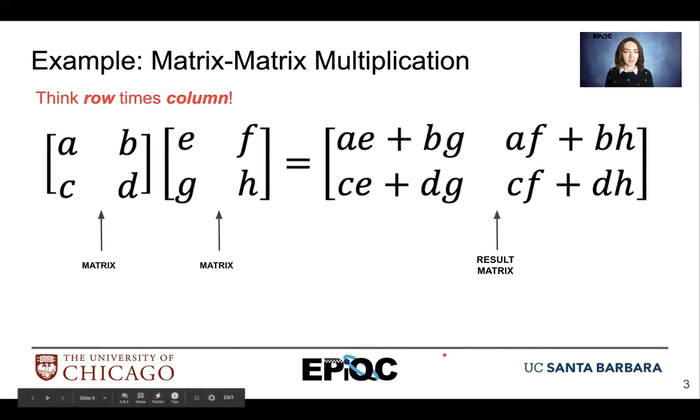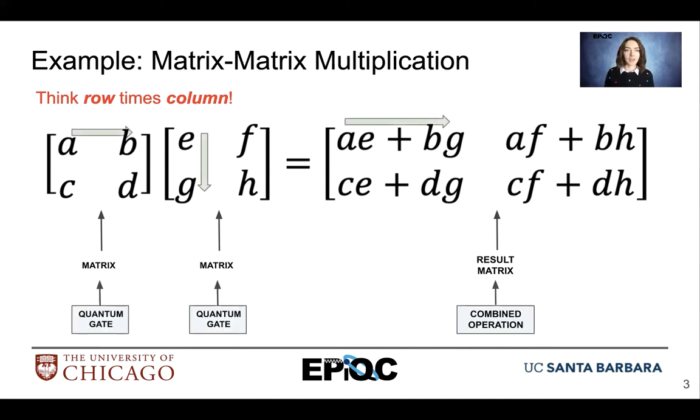We have two matrices here, matrix 1 and matrix 2 as our operands, and then a resulting matrix. So these are all quantum gates. Here we have row times column to create this first element, row times the second column to create the top second element, bottom row times the first column to create the bottom left element of the result matrix, and then row times second column in order to create the bottom right element of our combined operation matrix.